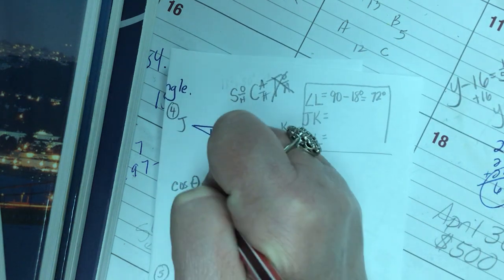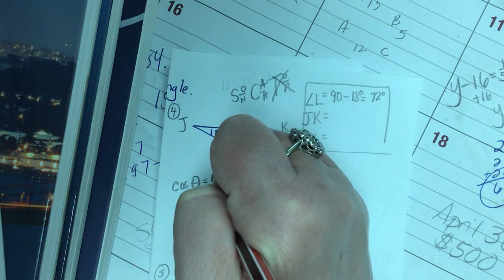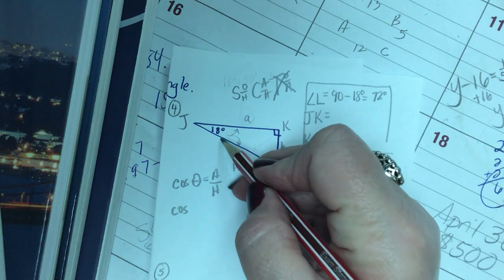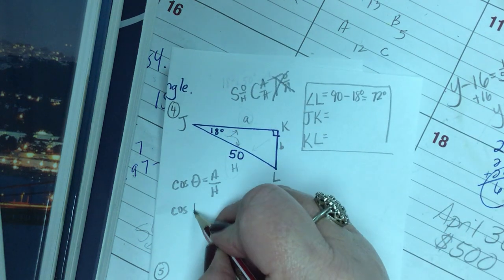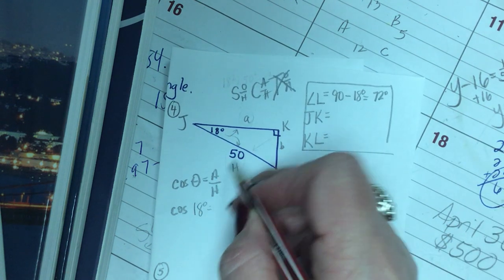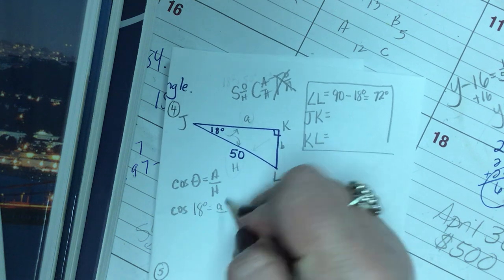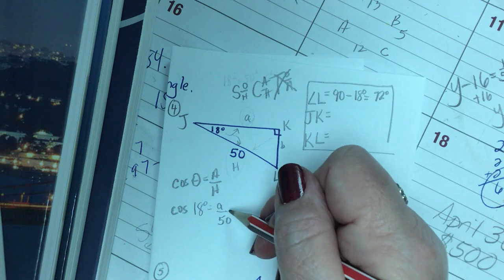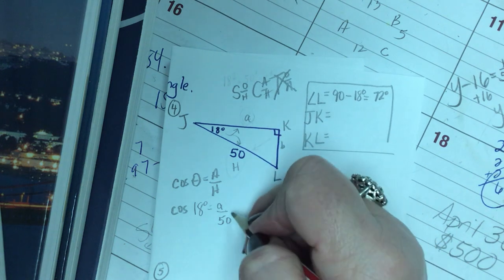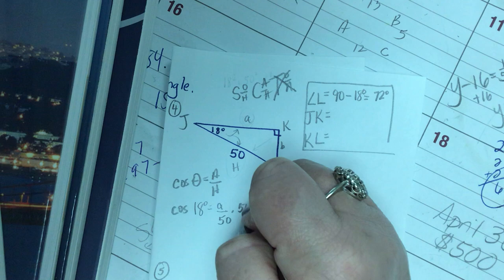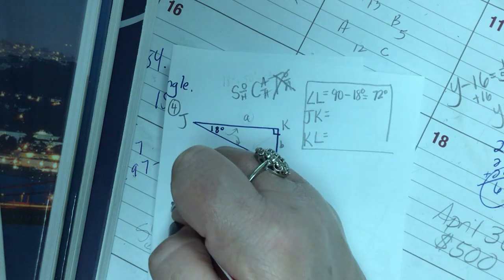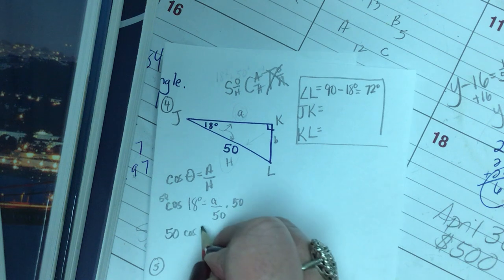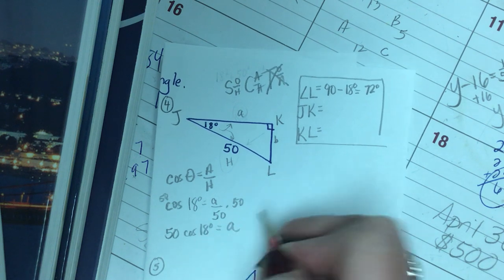Cosine of theta equals adjacent over hypotenuse. Fill in theta. Theta is 18 degrees. Fill in the adjacent side. I don't know it. Fill in the hypotenuse. Now, how do I solve this? I get rid of what's being divided by. I'm dividing by 50, so I multiply both sides by 50. 50 times the cosine of 18 degrees equals A.